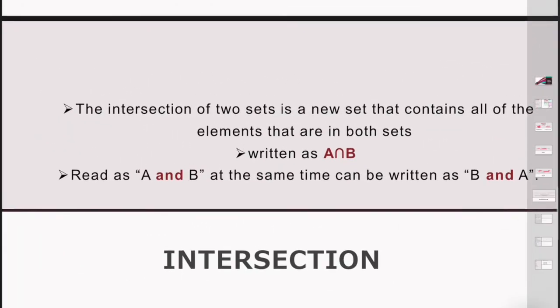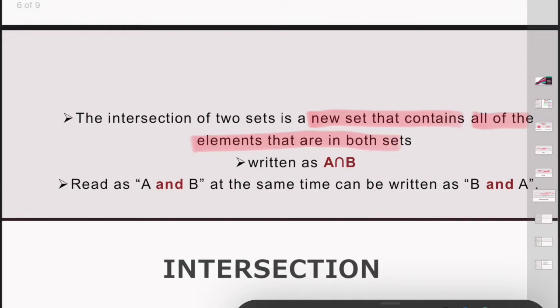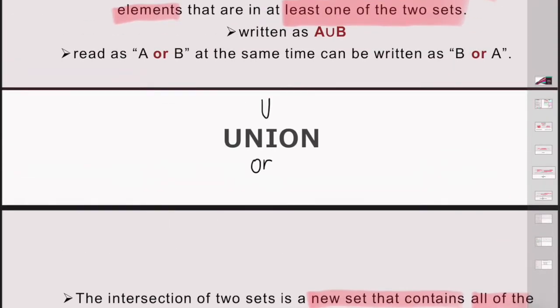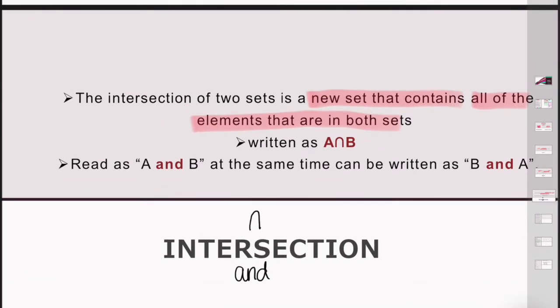Now let's go to intersection. When we speak of intersection, intersection of two sets is a new set that contains all of the elements that are in both sets. So as you can see, we use here an inverted U and read as A and B, and at the same time can be written or read as B and A. So dito po we use the word and. Again, for the union, you have U and or. For the intersection, we have there inverted U and and.